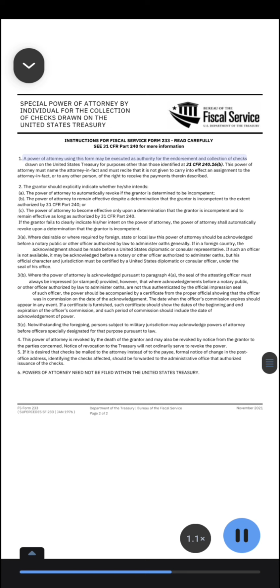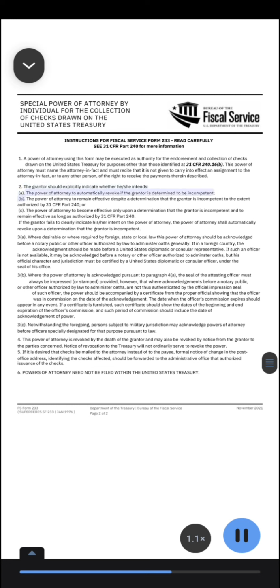1. A power of attorney using this form may be executed as authority for the endorsement and collection of checks drawn on the United States Treasury for purposes other than those identified at 31 CFR 240.16b. This power of attorney must name the attorney-in-fact and must recite that it is not given to carry into effect an assignment to the attorney-in-fact, or to any other person, of the right to receive the payments therein described.